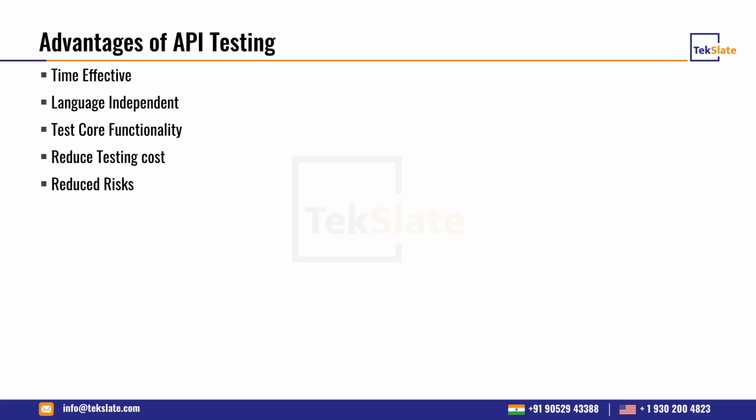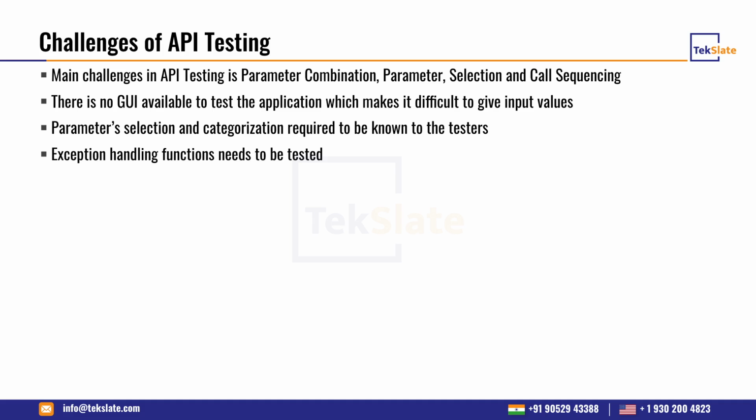Language independent. What I mean by language independent is, suppose some application is built using Java and another is built using Python or .NET, or it is some kind of mobile or web application. In that case also, API testing will work and those applications will be able to communicate, as in the earlier example of the waiter and the restaurant. So it is not language dependent.